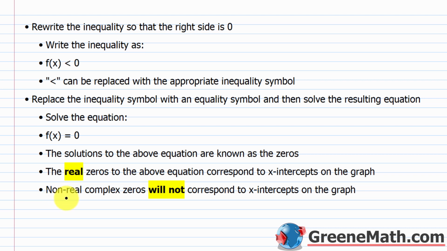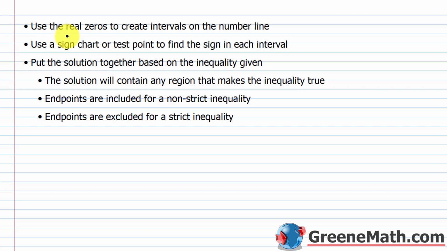Then we have here that the non-real complex zeros, because you can get those as well, will not correspond to x-intercepts on the graph. Let me come down here and read the rest. I have used the real zeros to create intervals on the number line. In other words, you can make a number line, and I've already pre-drawn everything here, but just draw a horizontal number line. You can label it as the x-axis, and you're going to think about, well, those real zeros are going to give me my x-intercepts. You can mark those off and say, now I can use that to create intervals on the number line.